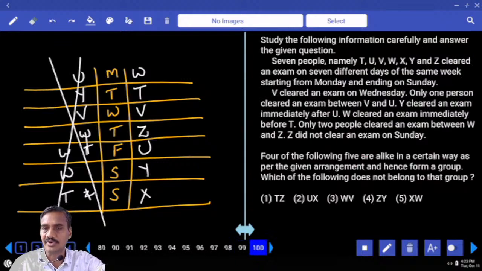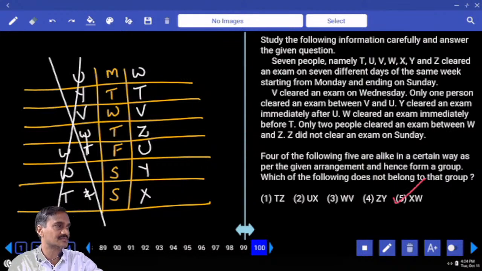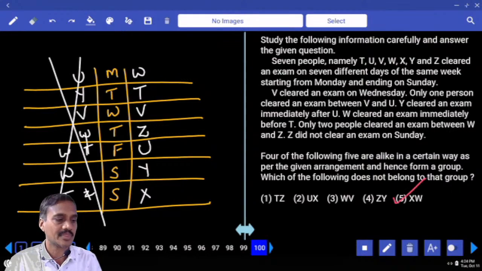100. 4 out of the following 5 are alike in a certain way and form a group. T and Z, there is one person. U and X, there is one person. W and V, there is one person. Z and Y, one person. X and W, there are 5 persons. Hence choice 5 is the odd one. Question number 100. Done?